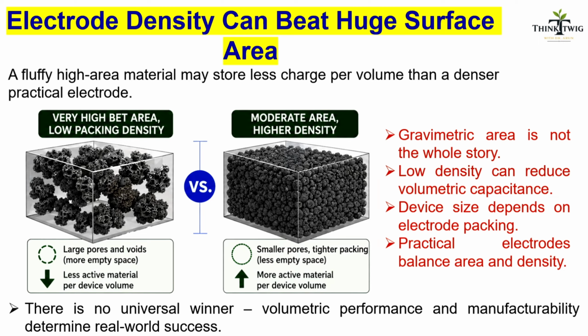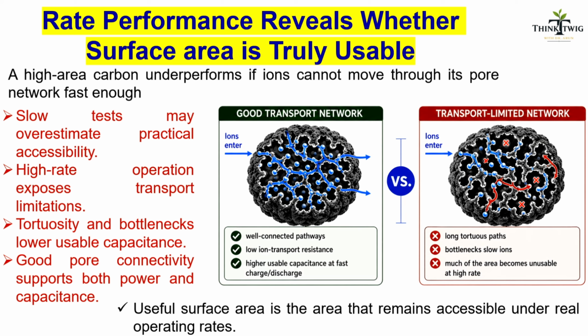Now, there is one more powerful way to test whether that huge surface area is truly useful or not. Ask the electrode to work faster. Suppose an electrode gives excellent capacitance at a slow rate. Very good results. But slow operation gives ions plenty of time. They can enter the electrode, move through larger pathways, travel deeper, and eventually reach difficult pores. Now increase the current or increase the scan rate. The available time becomes much shorter. And now the pore network has nowhere to hide. Its transport limitation becomes visible.